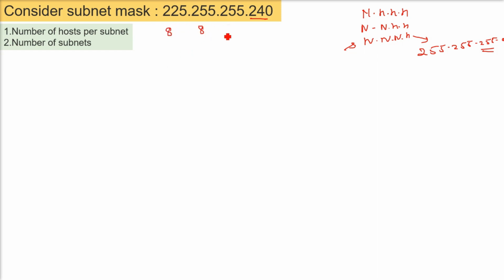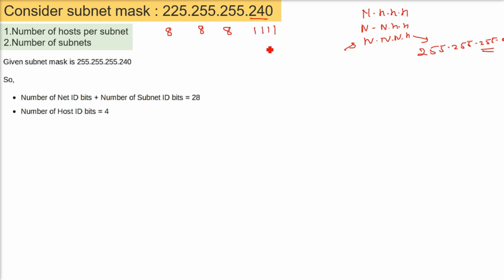So we have 8 one bits, 8 one bits, 8 one bits, and 240 we have just seen: 1, 2, 3, 4, then 4 zeros. So 4 ones and 4 zeros, if you start from the left. So the first 3 octets are ones, and the last octet has 4 ones and 4 zeros. How many ones are there? 24 in the first, second and third octets, and 4 in the fourth octet. So 24 plus 4 is 28. So we have 28 as the network ID or subnet ID. Total is 32. How many are remaining?